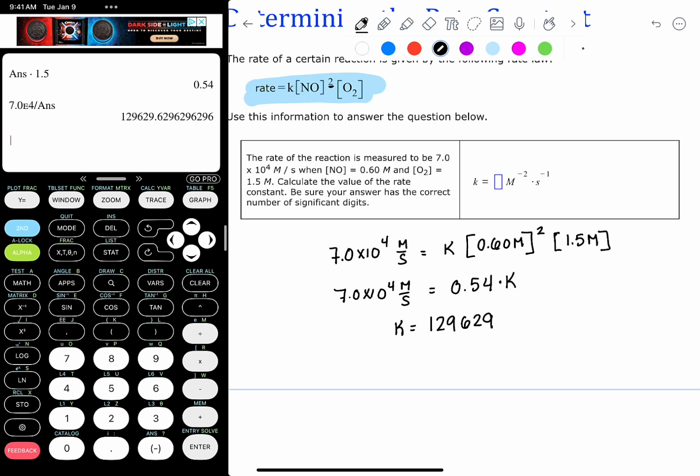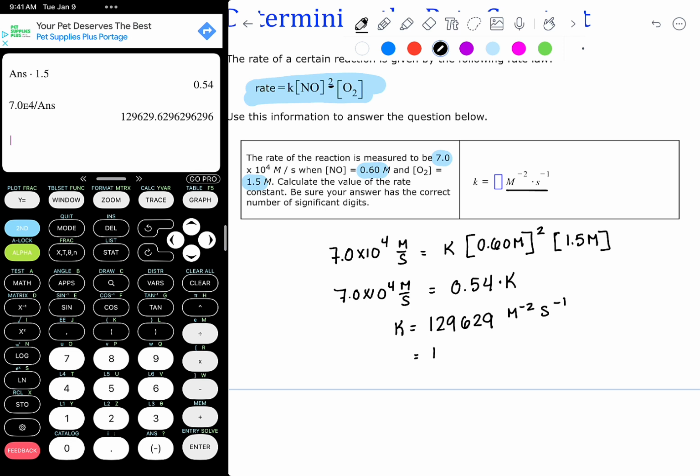129,629, and so on. We're already given our units here. We'll discuss units of rate constant here in a second, but that's molar to the -2 seconds to the -1. Now we have to take sig figs into account, so we have 2 sig figs, 2 sig figs, and 2 sig figs in all of our numbers. So this will come down to 1.3 times 10 to the 5th molar -2 seconds -1, which is what we would put into here.